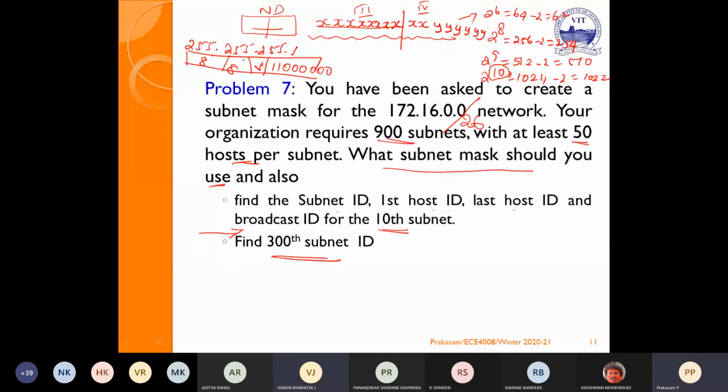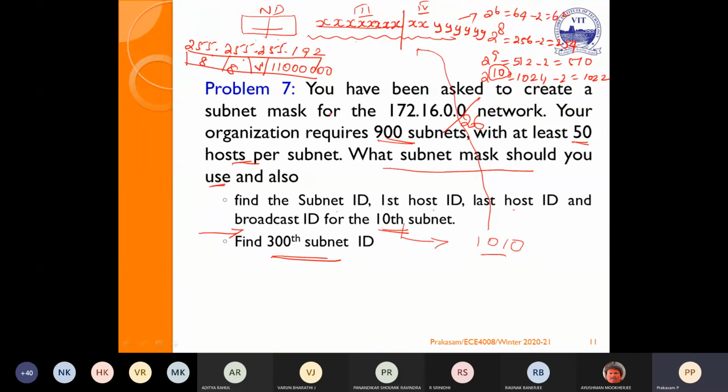Yeah, 192. So the subnet mask for the given case is 255.255.255.192. Okay, the next one: subnet ID, first host ID, last host ID, and broadcast ID for the 10th subnet. In a similar way, convert 10 into binary, which is 1010. Fill this from the LSB for the subnet.